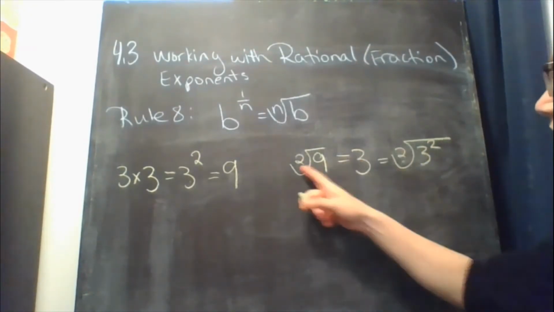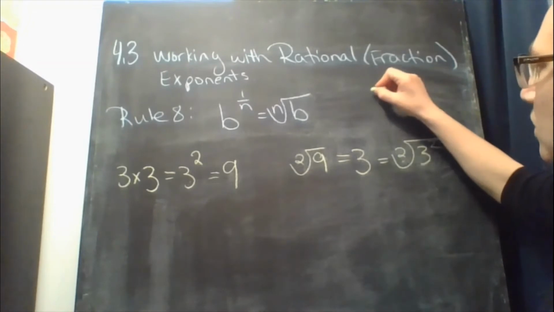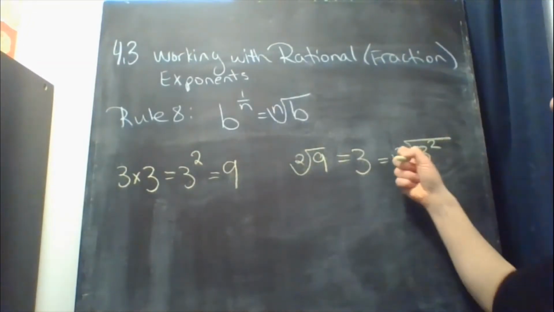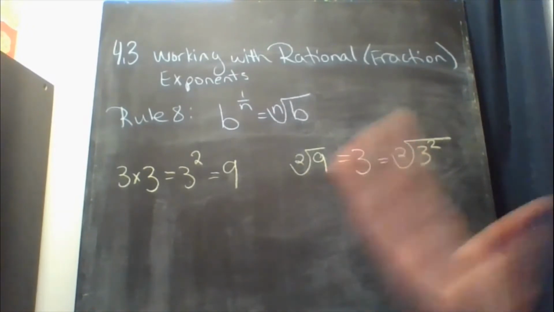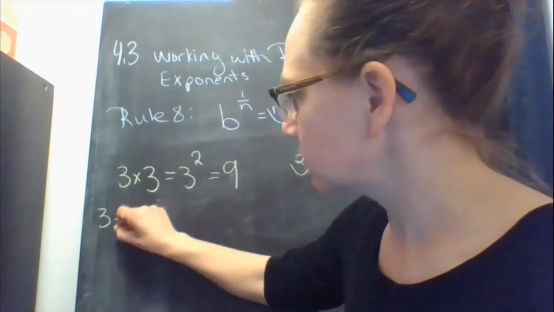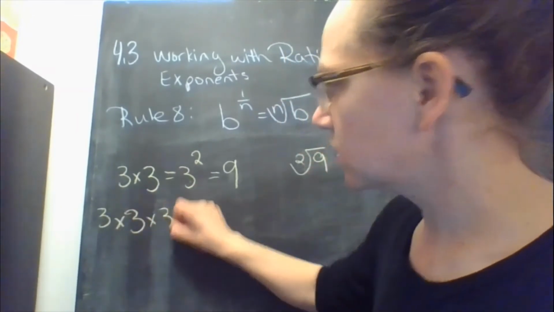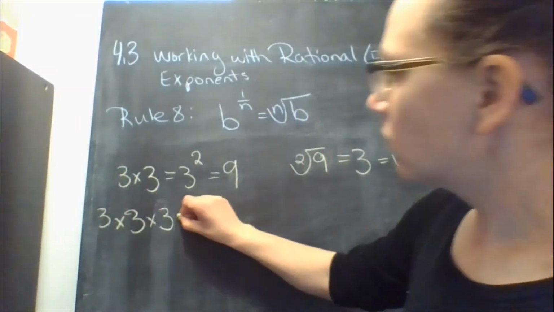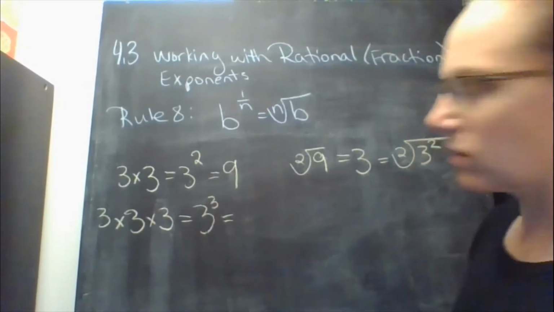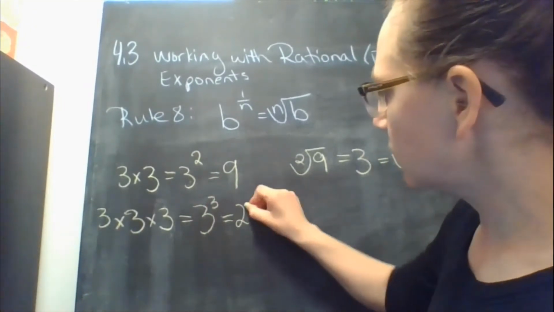So we know the squaring and the square root are what undo each other. We don't normally write in that 2, same as we don't normally write an exponent of 1. Today we're going to stick the 2 in there because it helps us, because we're going to change that number. Let's see what happens when I've got 3 times 3 times 3. So I've got 3 to the exponent 3, and 3 times 3 times 3 gives me 27.